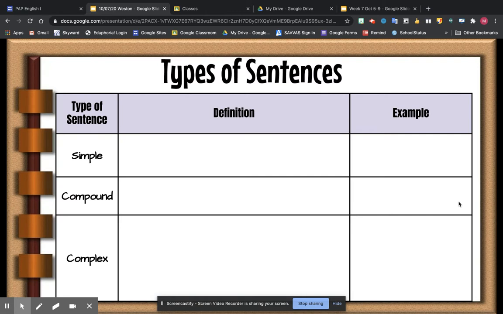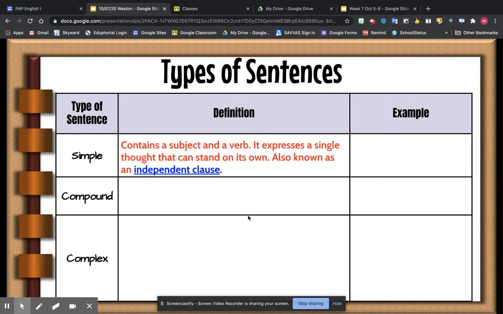Okay, so again, let's go over types of sentences. We have the simple sentence, which has a subject and verb and expresses a complete thought. The baby cried for food. I always like to look for the verb first, look for the action. What's showing action here? Cried. Who or what cried? Baby. So there's our subject and verb.